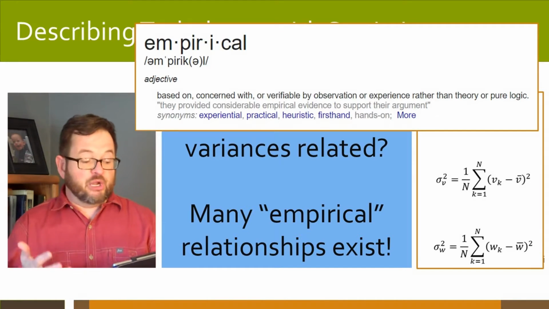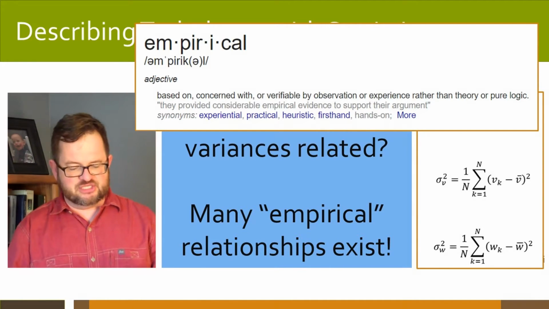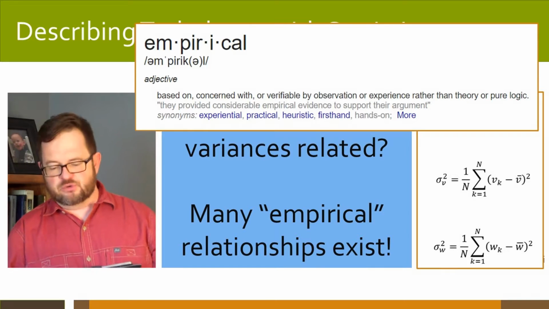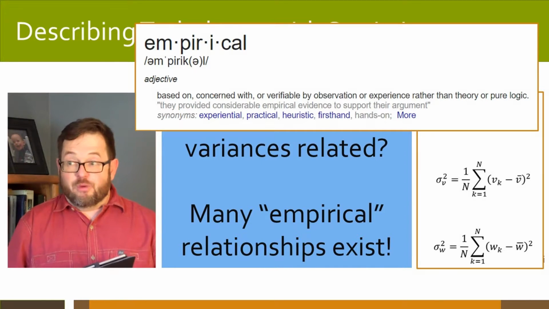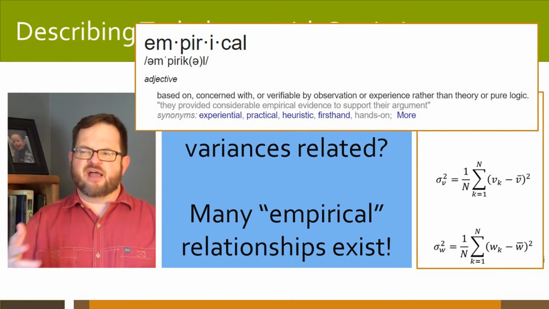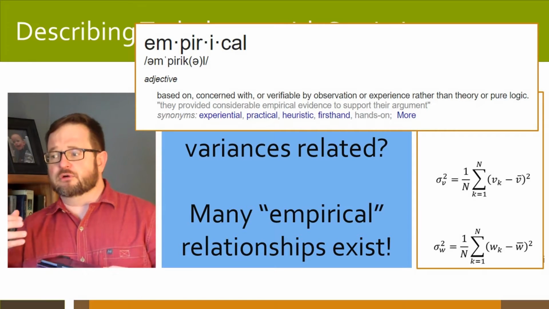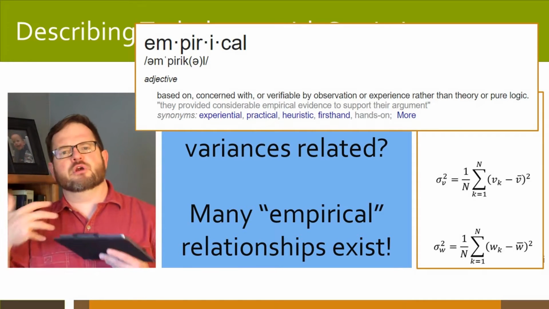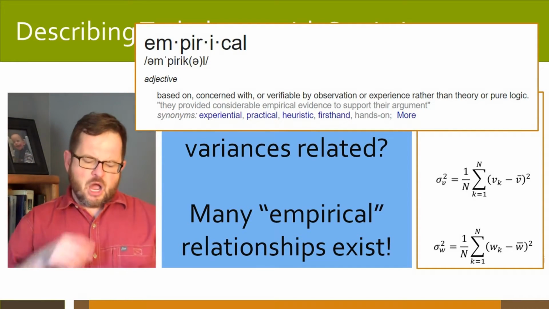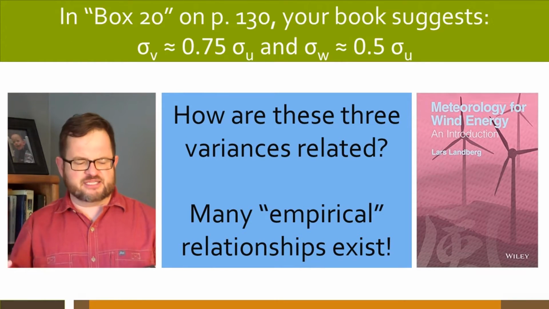Well, those are all empirical, as in based on, concerned with, or verifiable based on observations and experience, rather than theory or logic. They don't derive those. That's just based on the experience of the people who studied how turbulent flow sets up over the ocean versus over a forested surface versus over an urban surface or whatever. So they're not so great. And even your textbook tends to throw those kinds of things around.